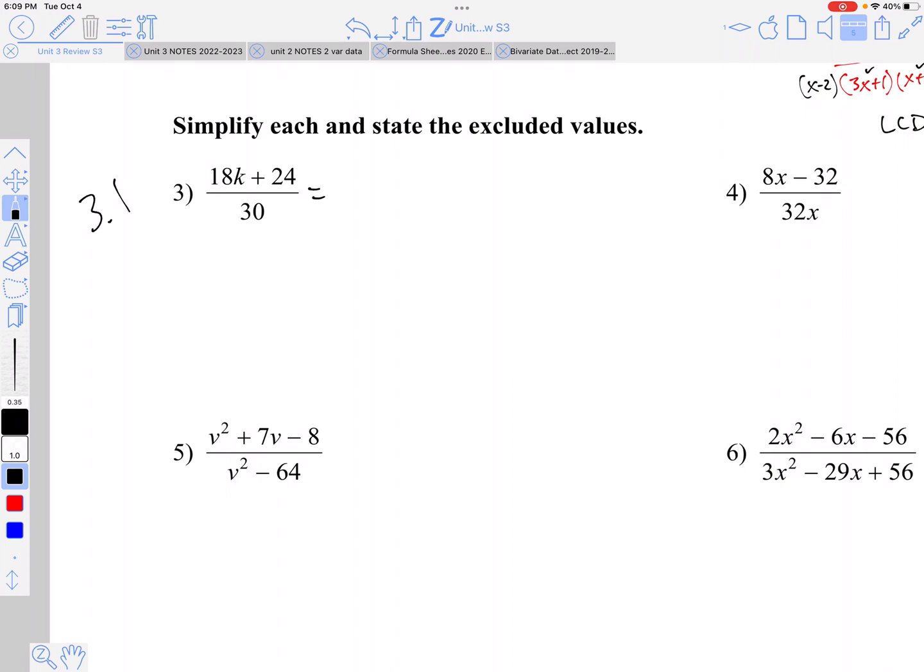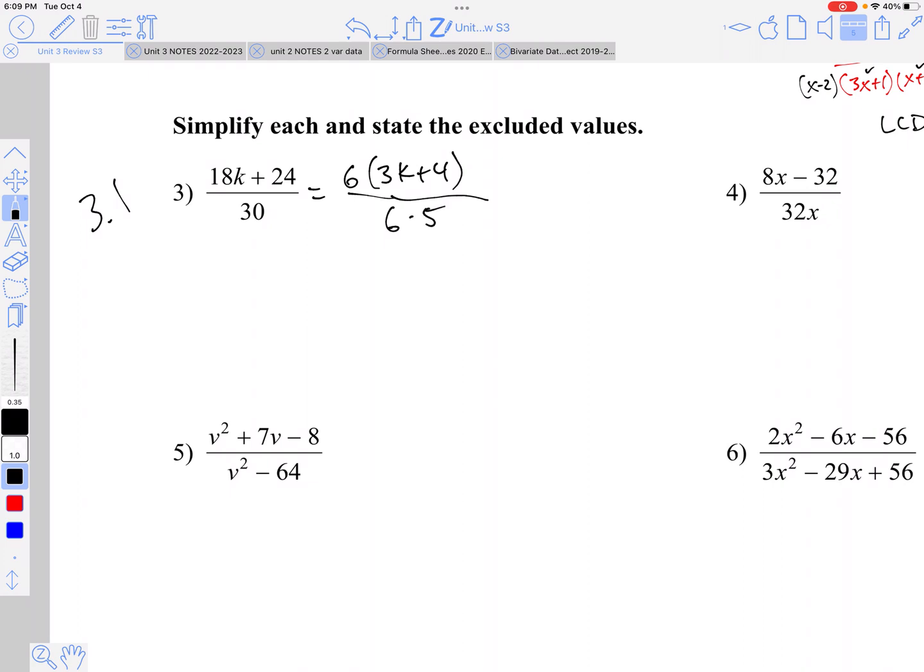So I can't do too much on the top except for GCF factoring. So between 18 and 24, I think 6 is the GCF. If it's not, we'll try again. So I pull out a 6, and I'm left with 3k plus 4. And then 30, I'm going to factor to give me 6 times 5.